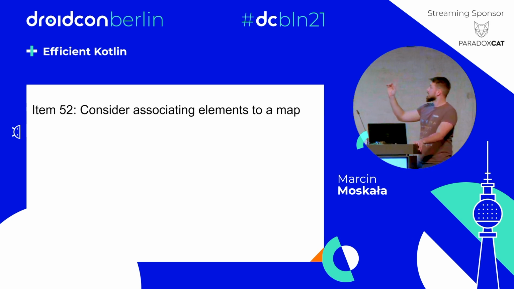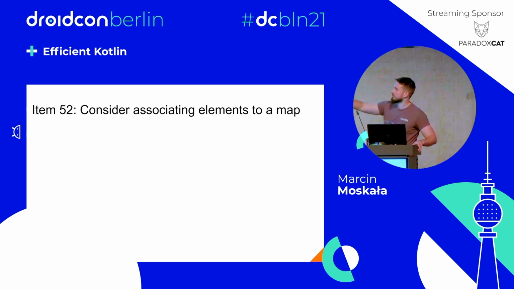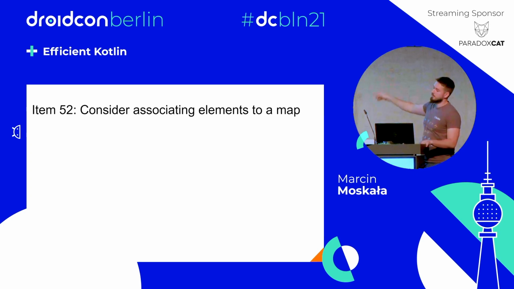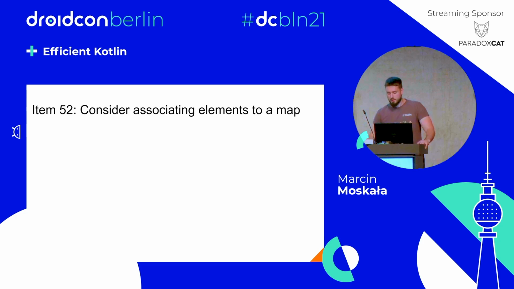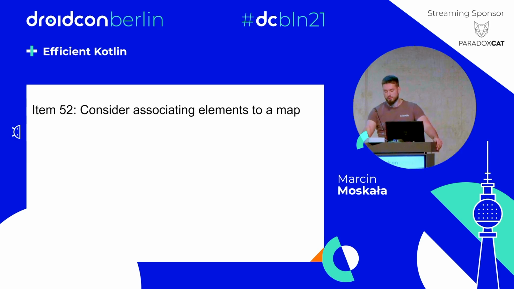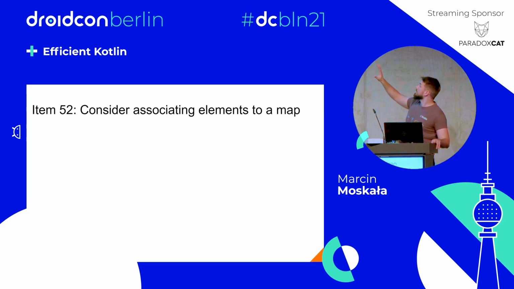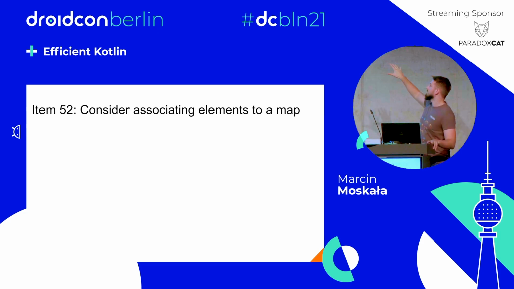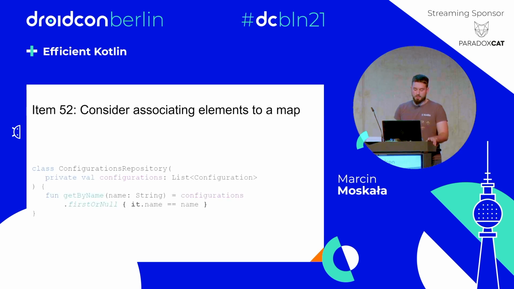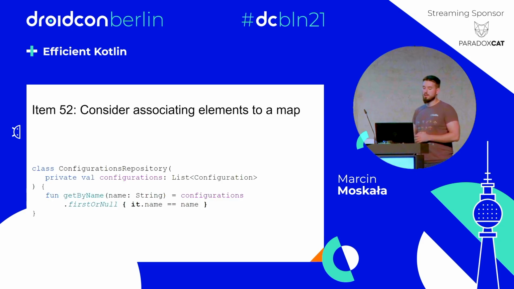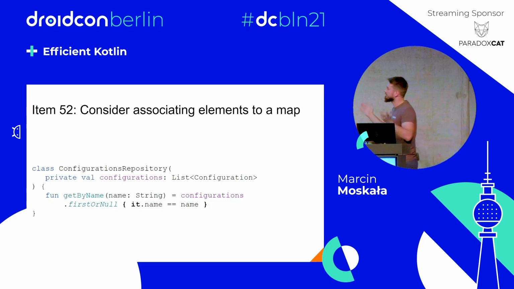This is a new item. So if you read this book, if you read it on Amazon or on ebook, you will find it. But on this one, you will not. This is something I discovered on backend, since for the last 2 years, I'm primarily working on backend. And this is something I haven't used in Android at all, but it is very useful on backend where we operate on big collections that we need to hold for some time. So imagine that you have some list of configurations that you read from some file, and you need to often access it by name.